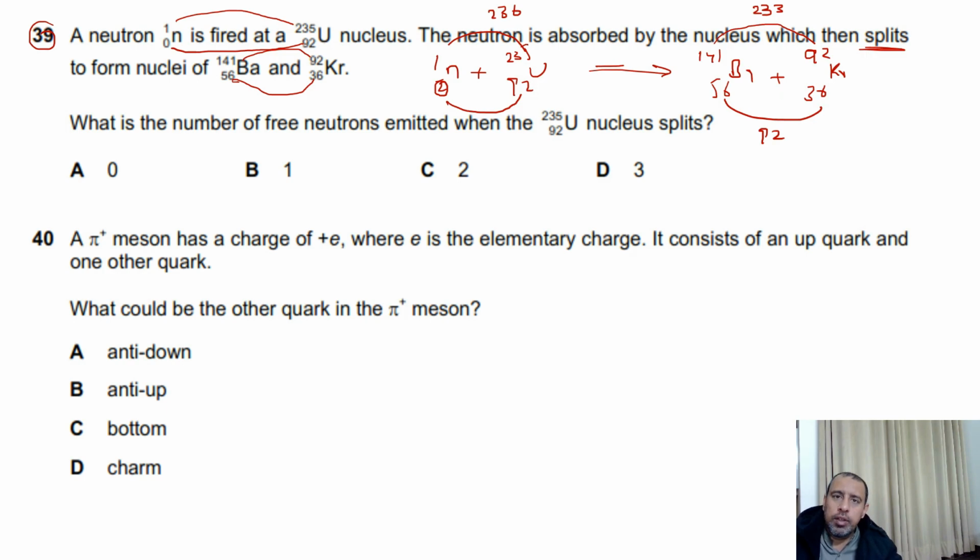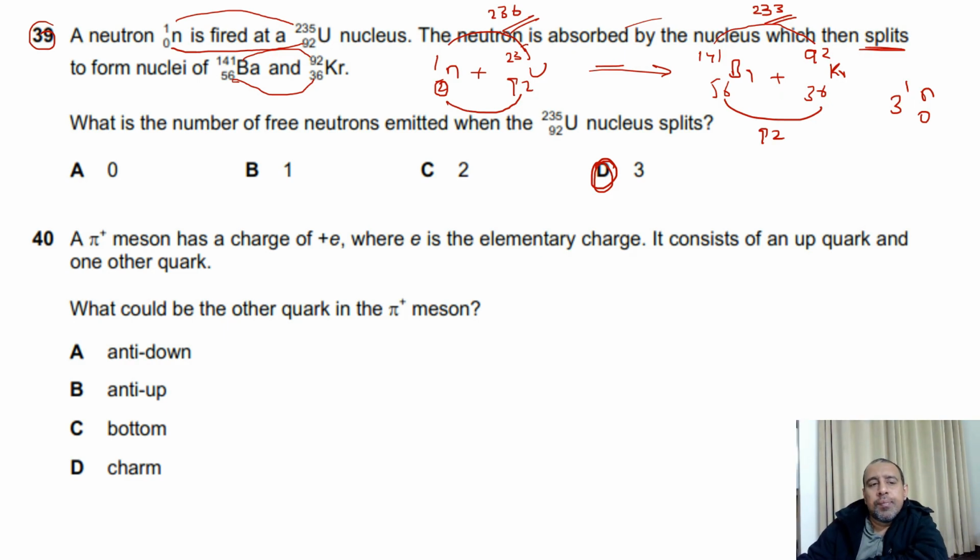It means 3 more neutrons are required to balance this. It's 236 and it's 233. So if we have 3 neutrons, then we can have this equation balanced. It means 3 neutrons will be emitted.